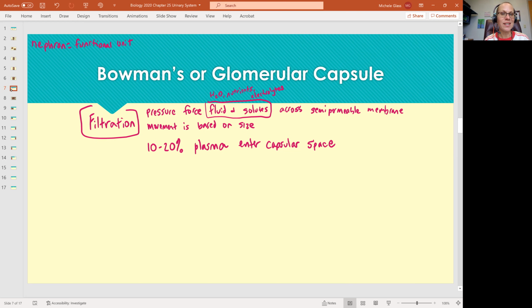Now, the good news is the fluid doesn't stop here. So it's going to go through the rest of the nephron. And so the job of the other parts of the nephron will be to sort of fine tune, making like the perfect urine for the body at that point in time.